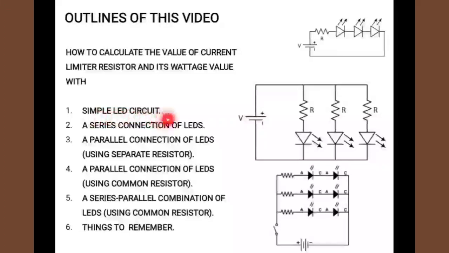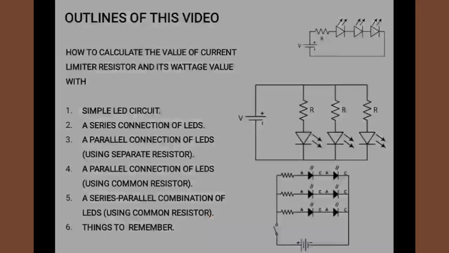Therefore, let's learn how to calculate the value of current limiter resistor and its wattage value for a simple LED circuit, a series connection of multiple LEDs, a parallel connection of multiple LEDs using separate resistor and using common resistor. Then a series parallel combination of multiple LEDs using common resistor. And finally, we will see few points to remember to build the LED circuit.